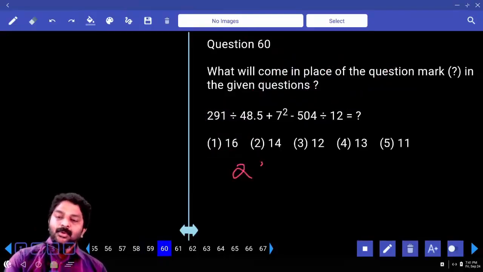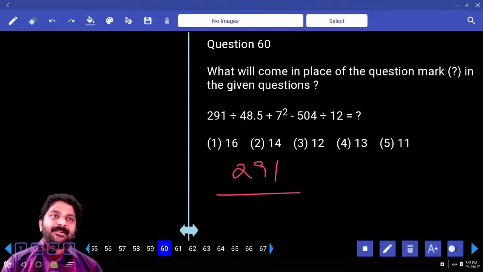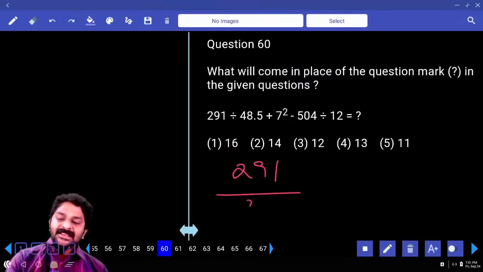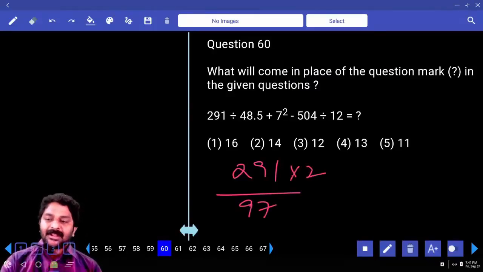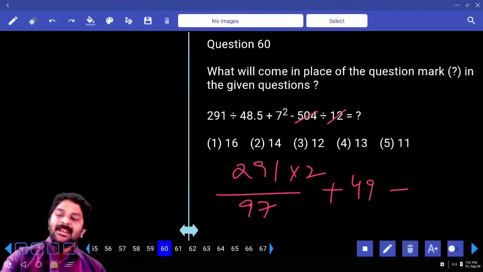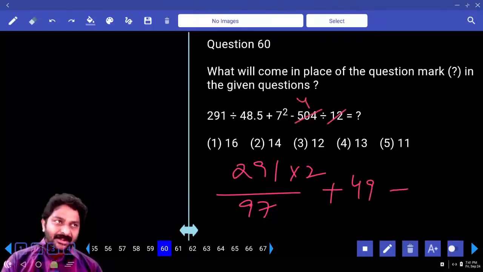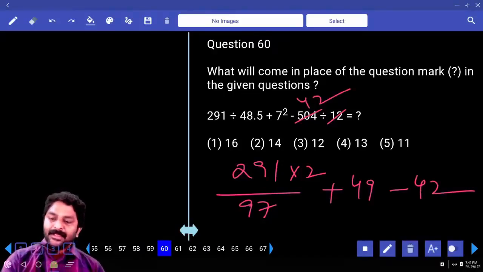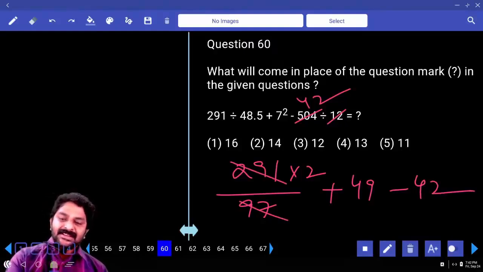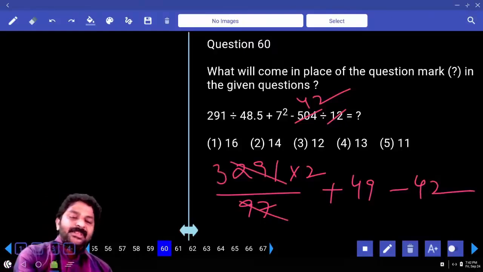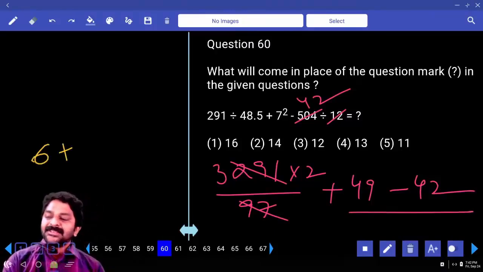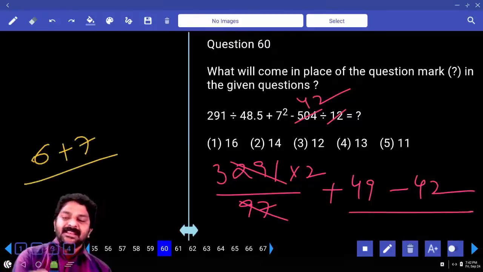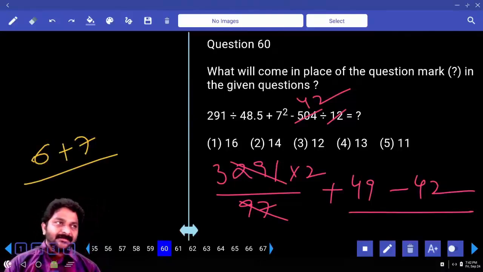Next. 291 divided by 48.5. We can write it as 97 by 2. The denominator in the denominator comes to the numerator. Plus 7 square 49 minus 12 4 times 48, 24 we have. That is 2 times. So that is minus 42. Is it clear? 97 how many times? Last digit, 3 times. 3 into 2 6 plus 49 minus 42 7. Answer, fourth option 13.